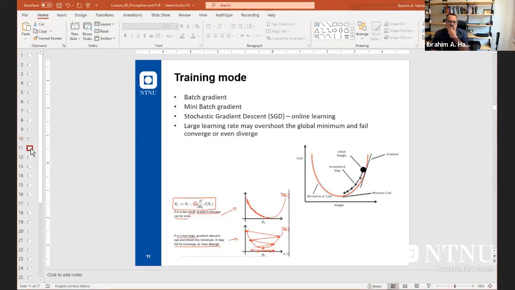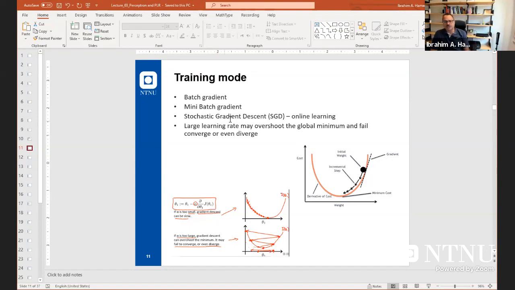This is just the training mode. It could be batch gradient, mini batch gradient, or stochastic gradient descent. In case of batch gradient, we will calculate the gradient over the whole data set in each epoch, and we will use maybe the mean value of the gradient for updating the weights. We calculate the gradient for all data points, and use the average gradient for updating the weights. So in batch gradient, we update the weights one time in each epoch.